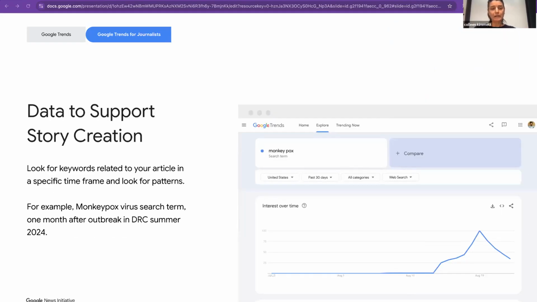In terms of getting data to support story creation, you can look for keywords related to your article within a specific time frame. In this example, this is showing how monkeypox virus peaked a month after the outbreak in DRC, Democratic Republic of Congo, in the summer of 2024. We saw this with COVID as well. In fact, there are some academic research articles showing how search terms related to COVID symptoms peaked months or weeks before an outbreak in a given region or area.